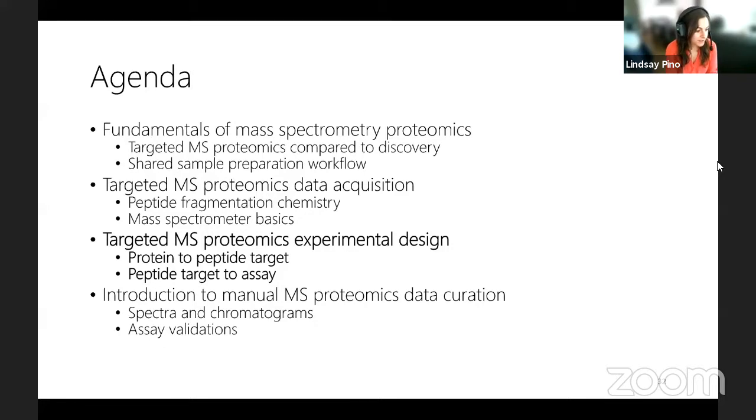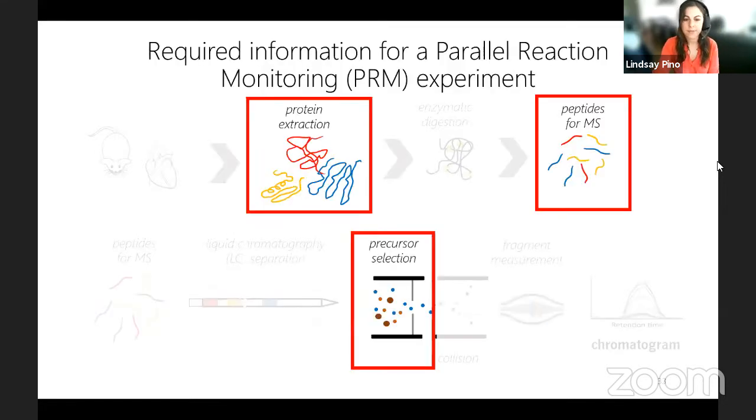How many fragments depends on signal to noise. Yeah, how many fragments you pick also depends on signal to noise. We'll be getting into a little bit of that when we go into data curation. Okay, so I'm going to go to these next couple steps. Maybe that'll help answer some more questions too.